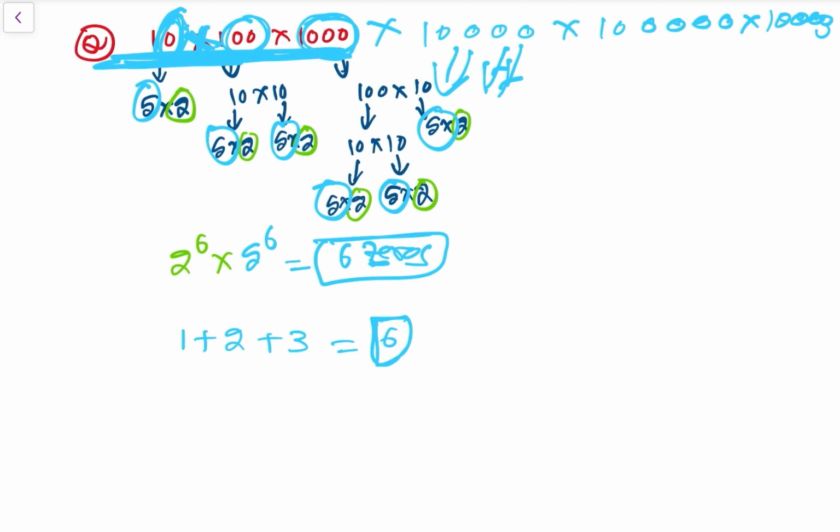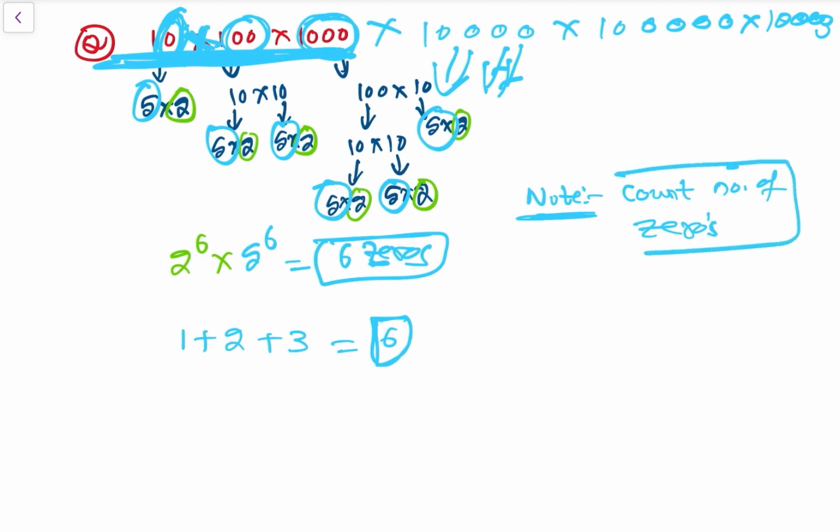So note again, if the number is like this in the product, count the number of zeros. Whatever the number of zeros, that many zeros will come towards the end.